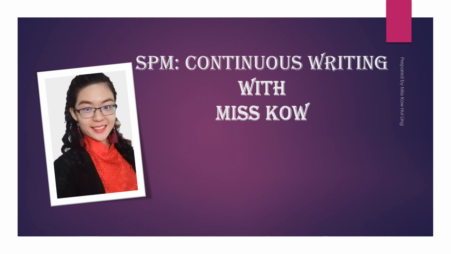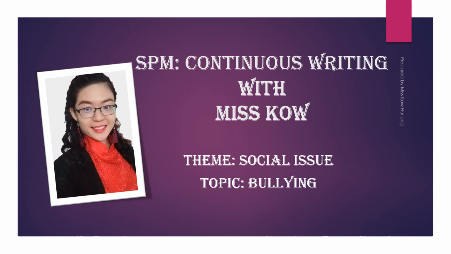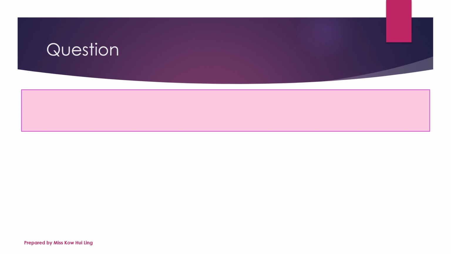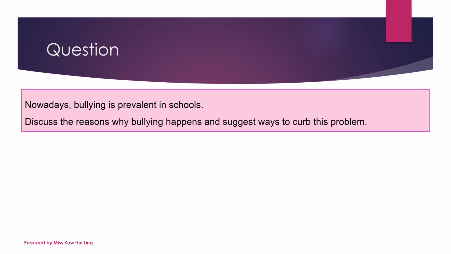Today we are going to do a continuous writing related to the theme social issue, and our topic of the day is bullying. Now without further ado, let us take a look at our question. When you get the question, please read carefully. Nowadays, bullying is prevalent in schools. Discuss the reasons why bullying happens and suggest ways to curb this problem.